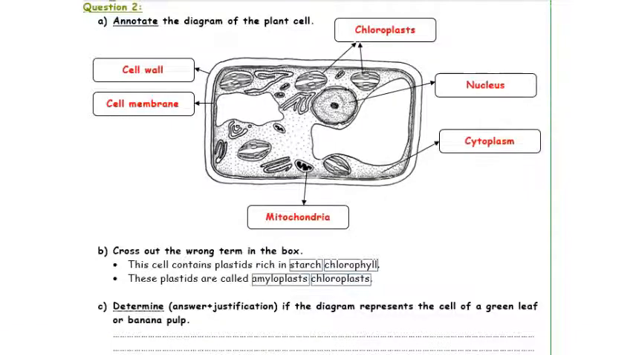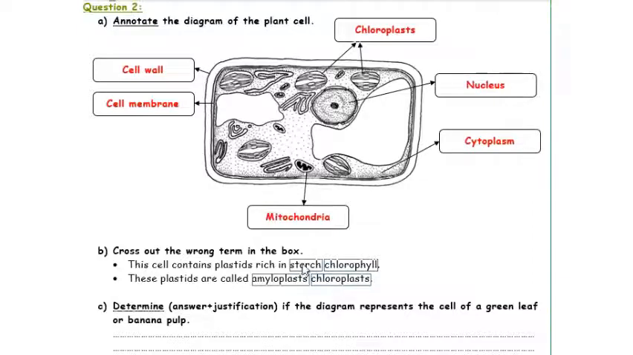What does this cell contain? Does it contain plastids rich in starch, or chlorophyll? What do you think? Does it have these organelles with the starch inside or chlorophyll inside? What did we call them? We call them chloroplasts. Chloroplasts hold the chlorophyll in them, and this chlorophyll gives the plant its green color.